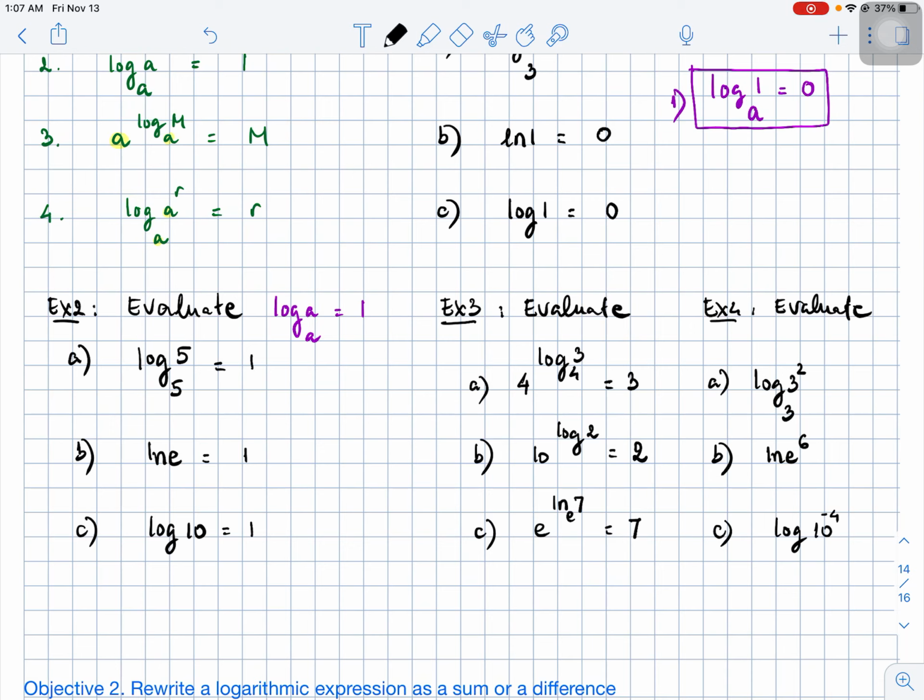Property number 4, we will apply for example number 4. The base and the argument are the same, then the exponent will be the answer.